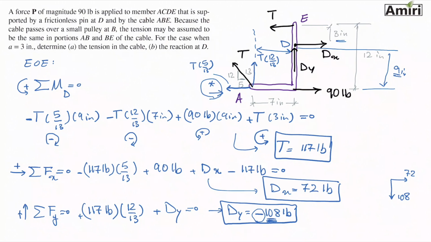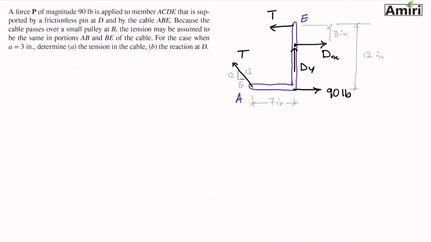There's a little sneaky point in this problem. It says the reaction at D, and I found dx and dy. One more step you have to complete to fully get credit for this problem is to find the reaction at D. It means the magnitude and angle of one force. So let me redraw it here quick. I have dx of 72 pounds, dy of 108 pounds.